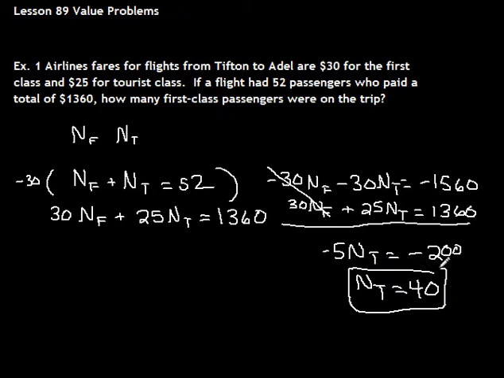And they didn't want tourist tickets, they wanted first class. So we could have been smarter. If we would have multiplied this by negative 25, we would have eliminated the tourists and we would have got the first class ones. So if the tourist is 40, then the number of first class would be 12. So the number of first class equals 12 tickets. And of course you can check these by substituting them back in. 12 plus 40 is 52, and then if you put it in the value equation, you should get 1,360.